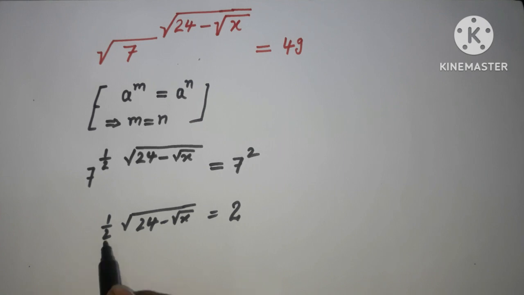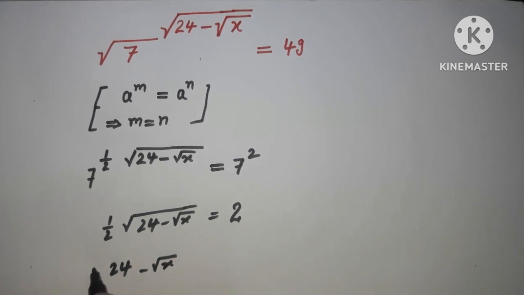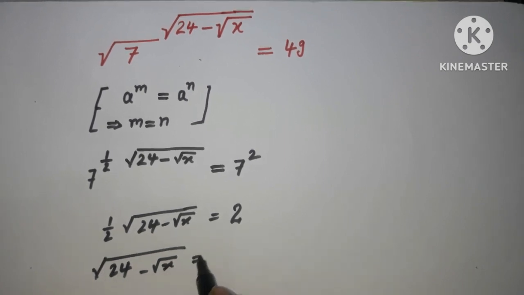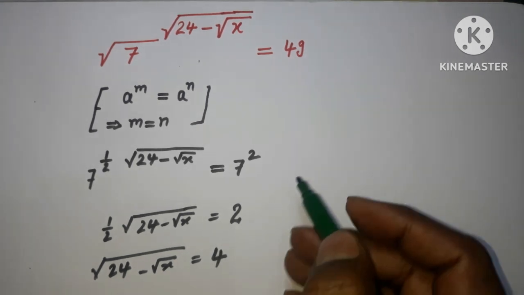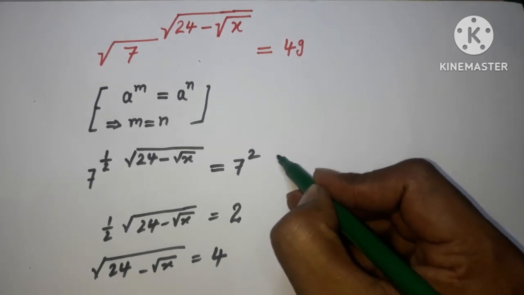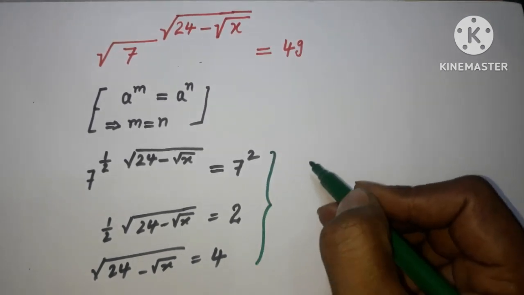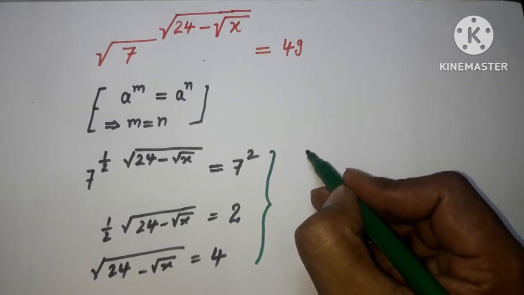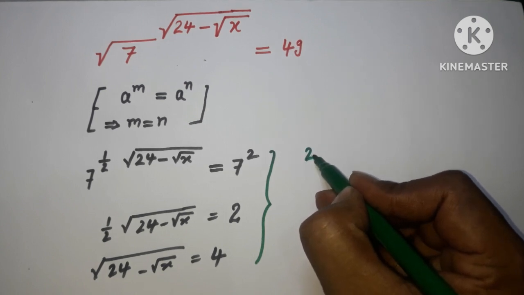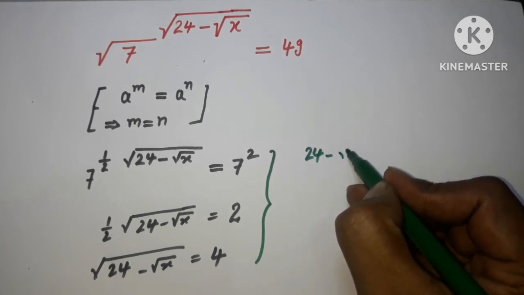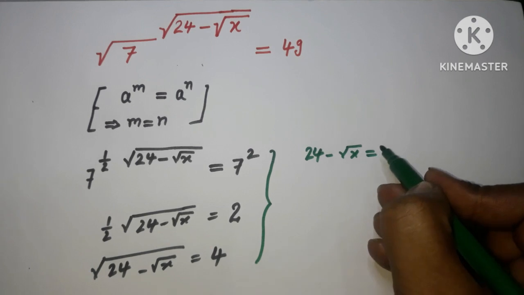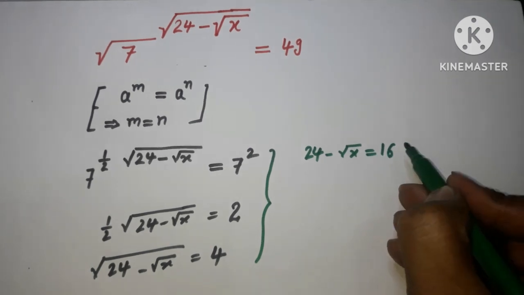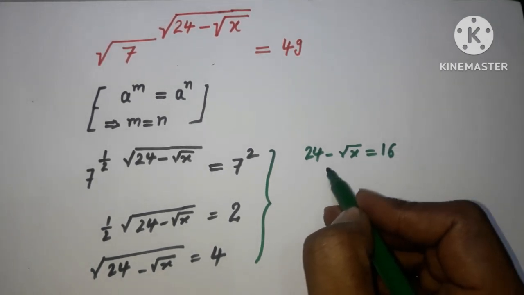So this will be root under 24 minus root under x is equal to 2 into 2, that is 4 over here, and we have a root on the left side. So we need to eliminate these roots. How can we eliminate them? By squaring on both sides. We have 24 minus root under x is equal to 16 over here. By squaring on both sides we get this.